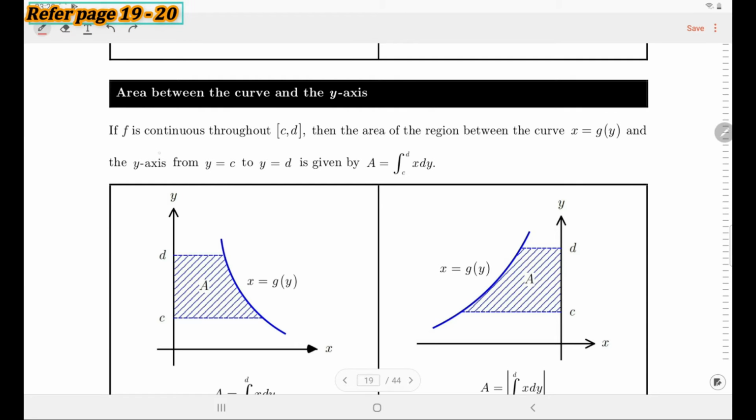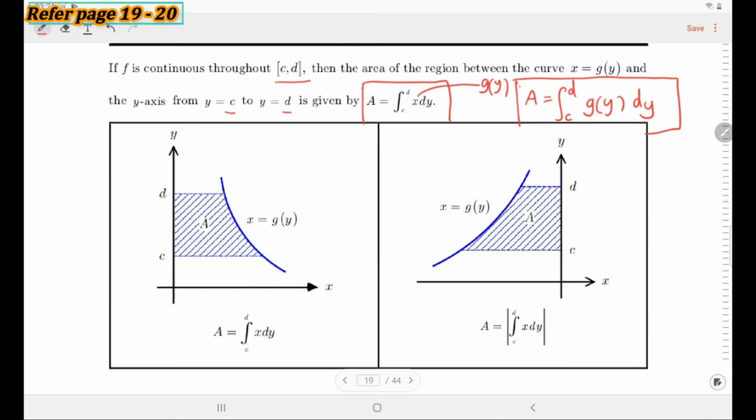Area between the curve and the y-axis. So if g is continuous throughout from C to D, then the area of the region between the curve of the function and the y-axis from C to D is given by A equals the integral from C to D of x dy. The same, x here is actually a function of y, so I put g here. So you could simply change the formula to the integral from C to D of g(y) dy, integrating the function of y with respect to y.